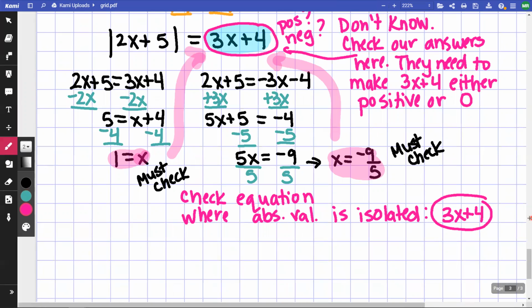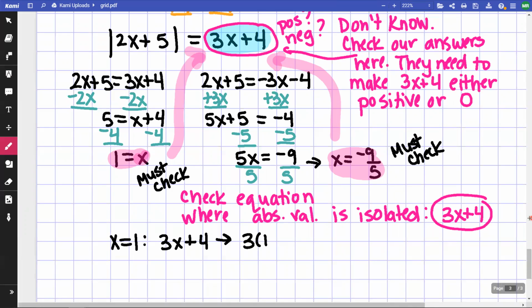So when I'm doing this, I am going to take x equal 1 and put it into 3x plus 4. So I'm going to get 3 times 1 plus 4, which is 7. So that is good. Okay, that is good. So this is going to be an answer. And you can get more than one answer.